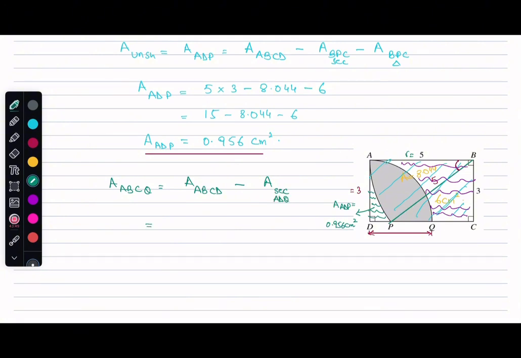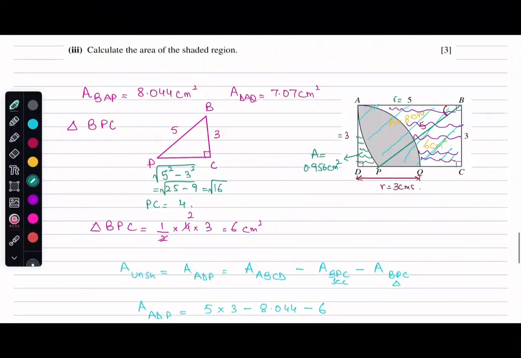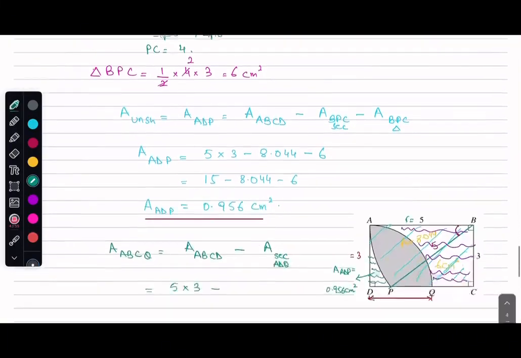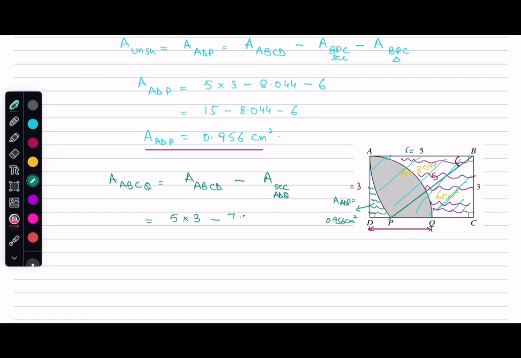ABCD rectangle again is going to be 5 times 3, which is 15, minus area of the sector DAQ or ADQ, that is 7.07 as calculated earlier. So it's going to be 15 minus 7.07, and this unshaded area, ABCQ, is going to give us the answer as 7.93 centimeter square. So these are the two unshaded areas in this rectangle that we have obtained.